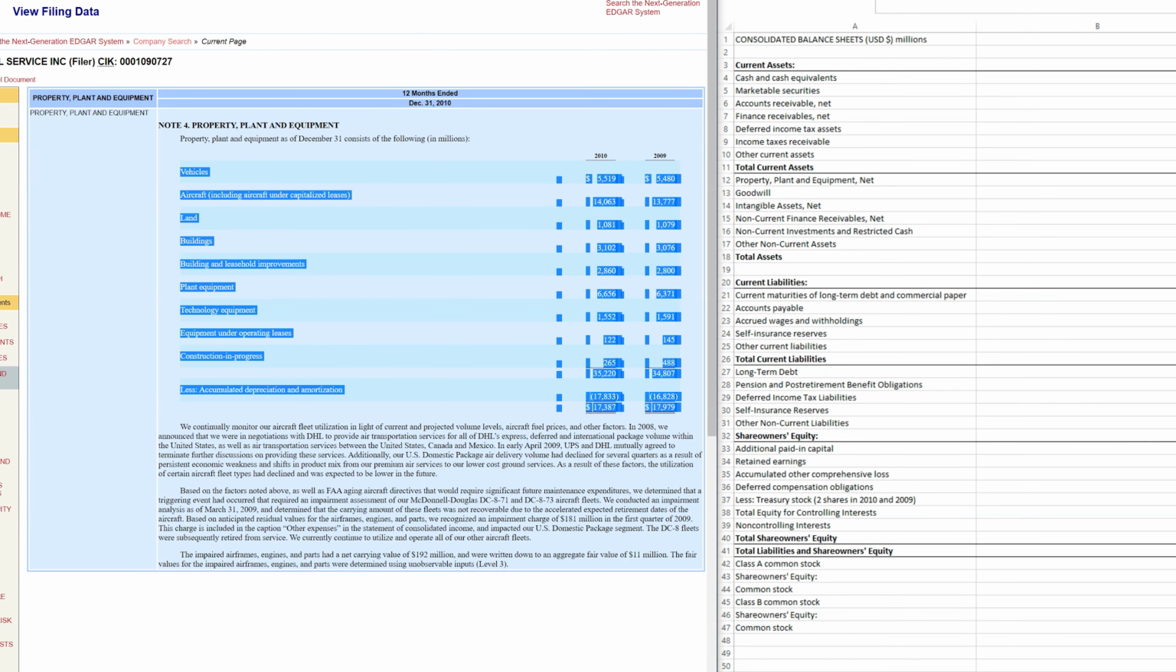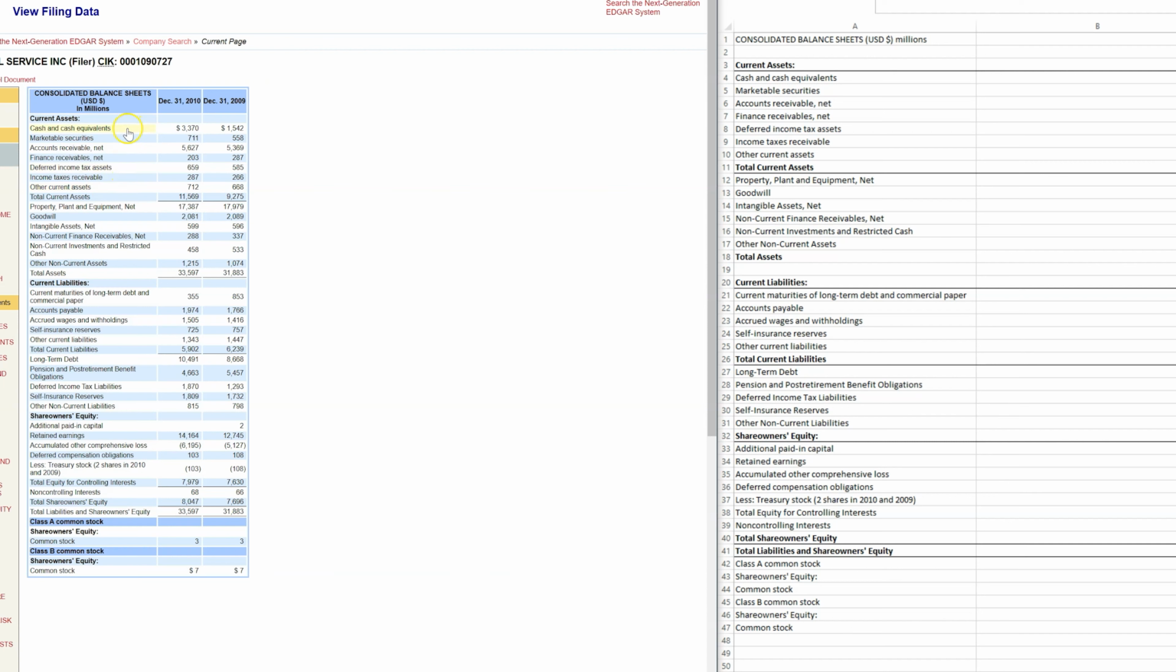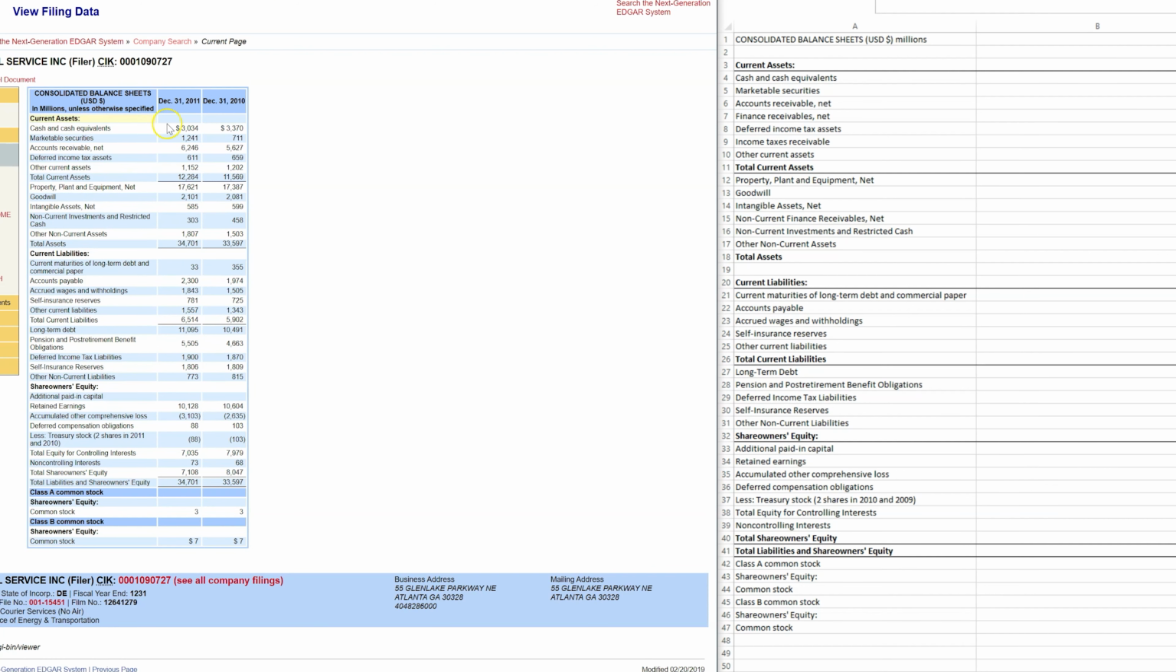So where's the consolidated balance sheet? So we have cash, marketable securities, account receivable net, finance receivable net, deferred income tax asset, income tax receivable, other current asset, total current asset. Whereas here we are missing finance receivable net. So we are missing some items.